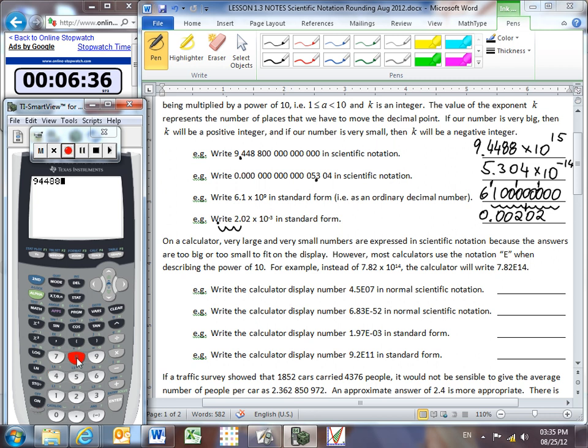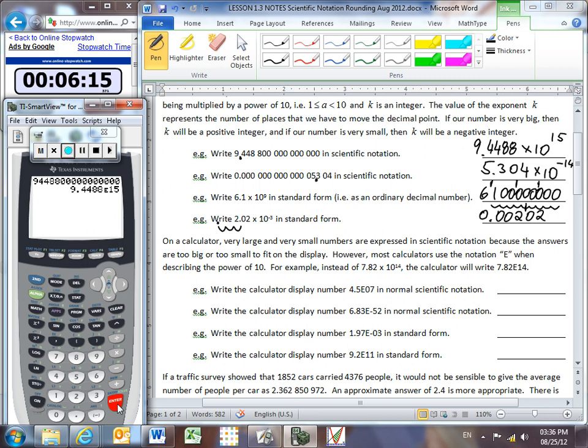94488. And now we've got 1, 2, 3, 4, 5, 6, 7, 8, 9, 10, 11 zeros. Did I get them all? 1, 2, 3, 4, 5, 6, 7, 8, 9. Oops, 2 more. 10, 11. I hit enter, and look what it's done.